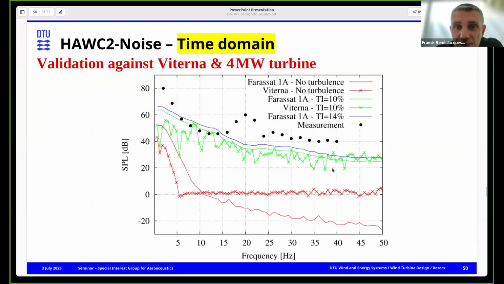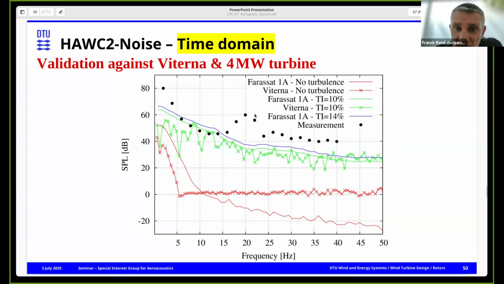Then we compare our model with the Viterna model. And here I will just say that we recover more or less the Viterna is with the crosses, and for the same turbulence intensity we have the green curve, without crosses, which is our model. So it fits relatively well, not so much in the infrasound part. And here we had some measurements of a turbine. Yeah, it's not fitting very well, but we didn't have much information. We didn't even know what the turbulence intensity was for this measurement, so it's pretty difficult.